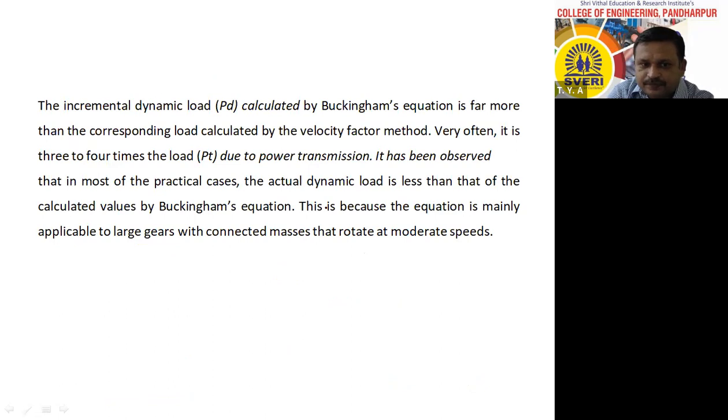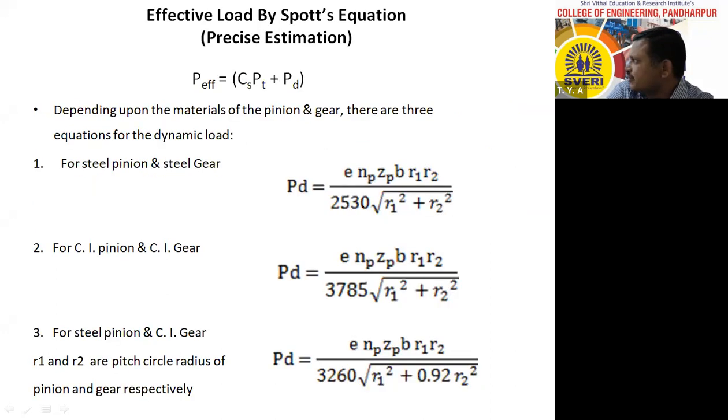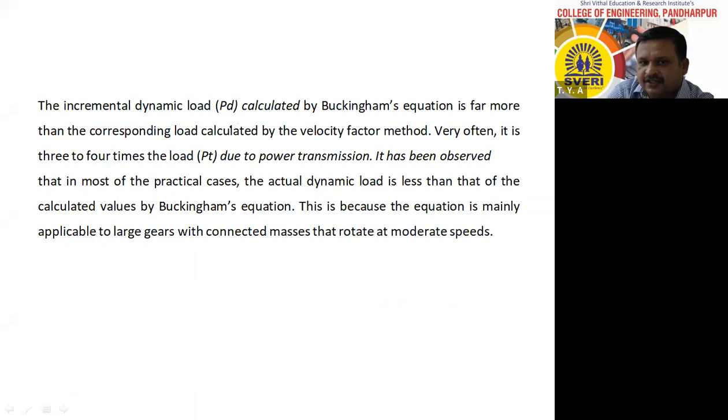Therefore, the incremental dynamic load PD calculated by the Buckingham equation is far more than the corresponding load calculated by the velocity factor method. Means whatever dynamic load we have calculated, this load is more than the load calculated using the velocity factor method. Earlier we have seen, very often it is 3 to 4 times the load PT. Means dynamic load is greater than 3 to 4 times the tangential load. PT means tangential load due to power transmission.